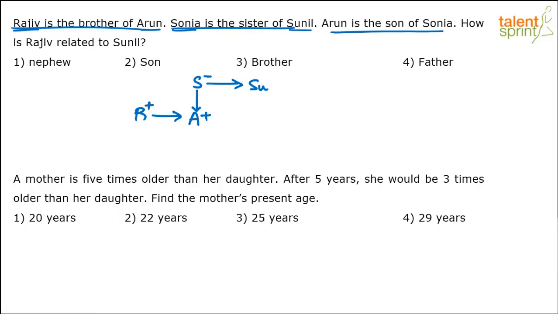And the third statement is Arun is the son of Sonia. So clearly you have to plot them in a way that the generation gap is reflected here. Sunil and Sonia are in the top generation. Rajiv and Arun are in the bottom generation.